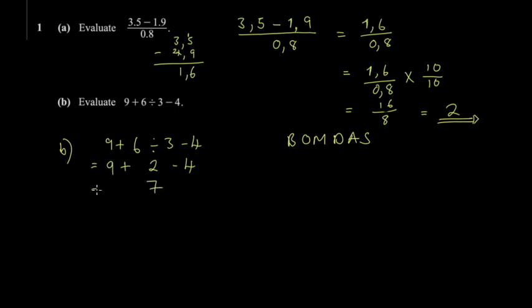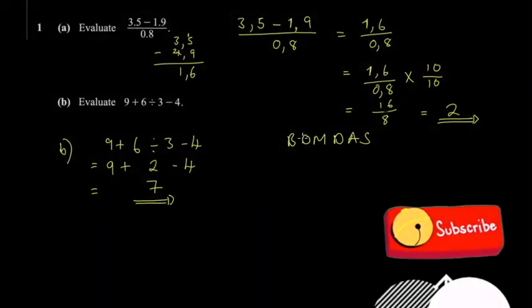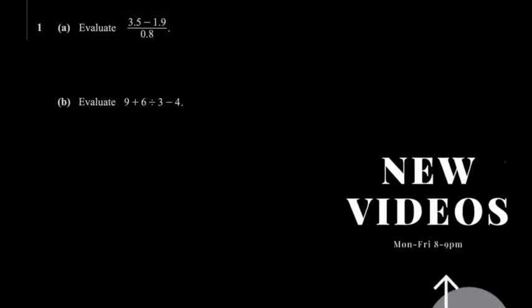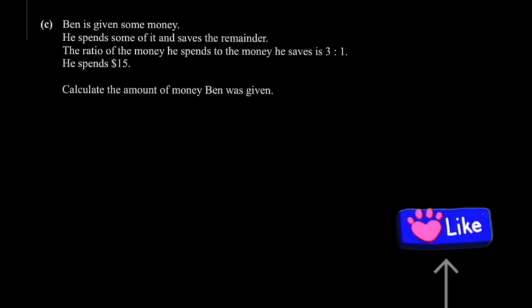You can put your equal signs in line just to make your answer very neat. Okay, so you'd actually get 7 here. So that's it for this question. Let's see if we can move over to the next question.